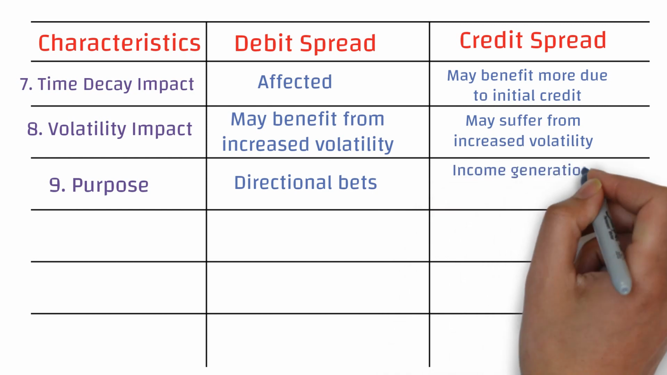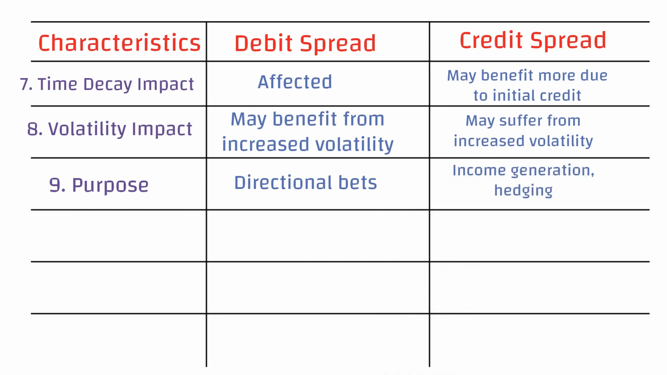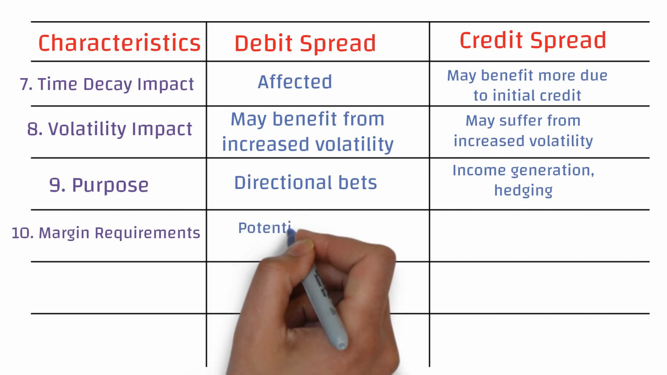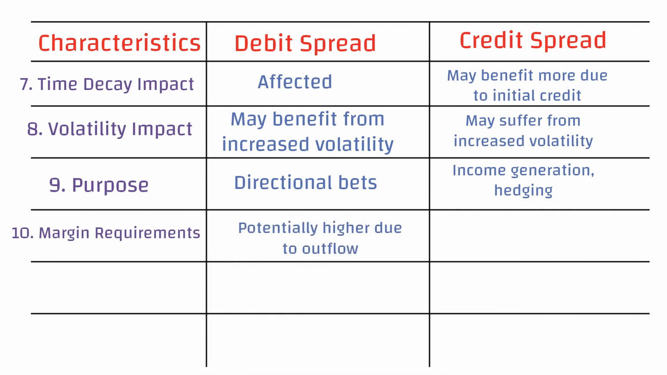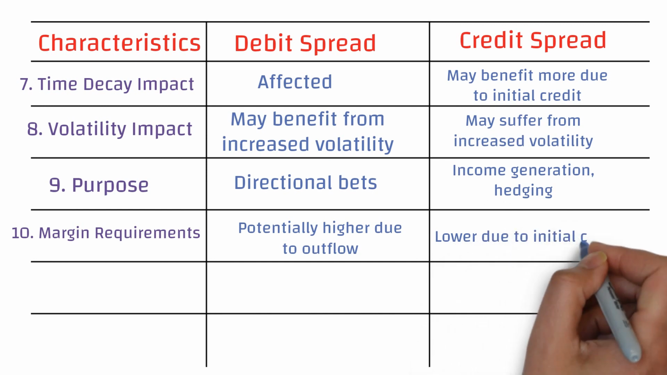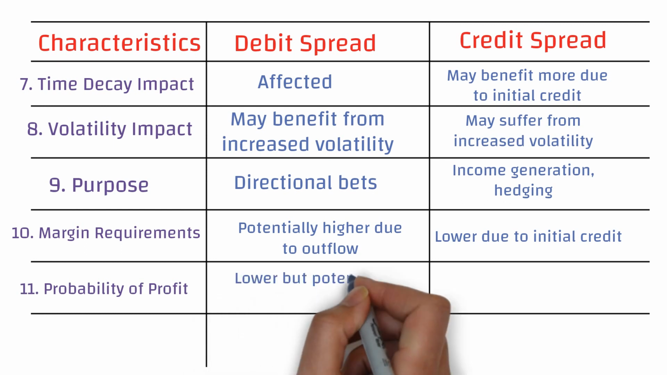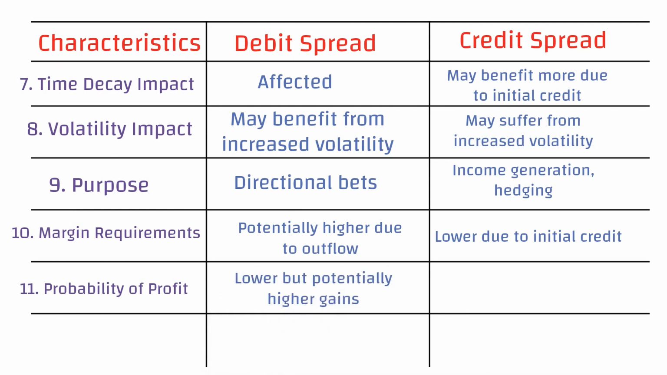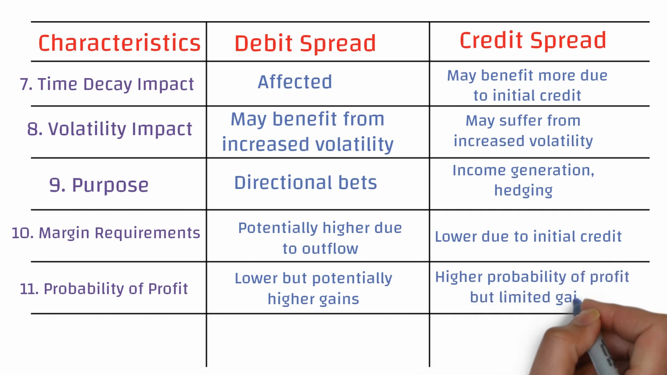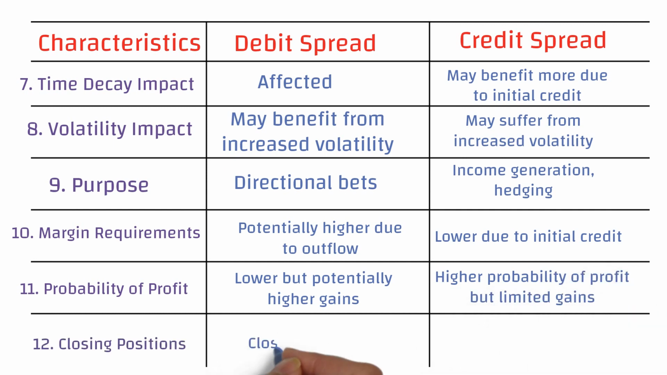hedging purposes. 10. Margin requirements. Debit spreads might require higher initial margin due to the cash outflow. Credit spreads require less initial margin due to the cash inflow. 11. Probability of profit. Credit spreads typically have a higher probability of profit than debit spreads, but with a capped maximum gain. 12. Closing positions. Debit spreads are closed for a debit, and credit spreads are closed for a credit.